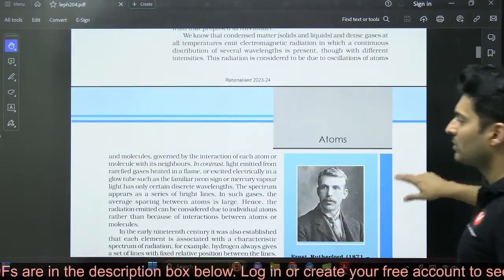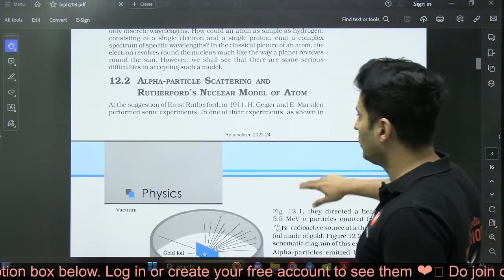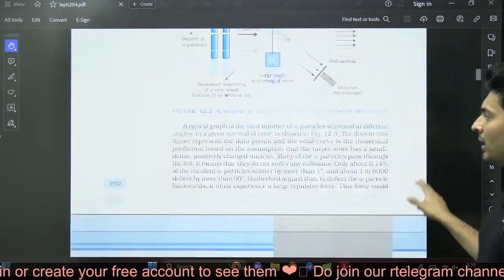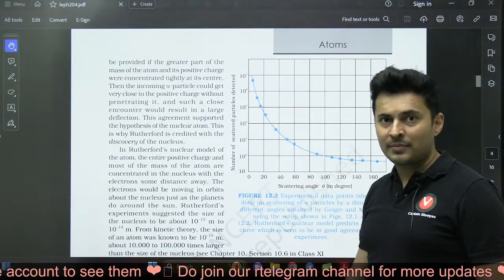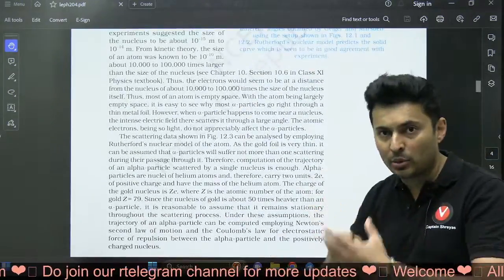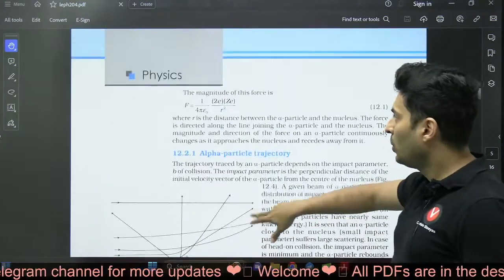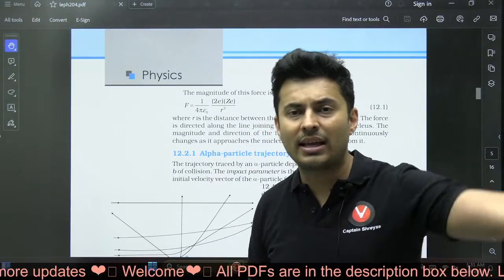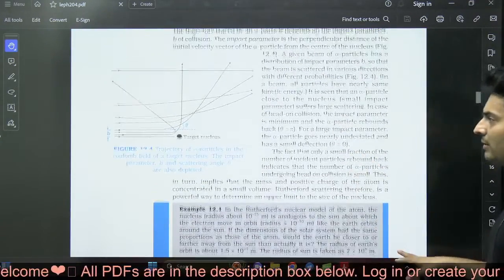Quickly, in atoms, what are the different formulas that you have? First of all, you should know all the theories: Rutherford's theory, the gold foil scattering experiment, okay, and also the scattering angle versus the number of particles scattered, the least distance of approach. These concepts may come. How the electric force provides the necessary centripetal force for the electron to revolve in circular orbits, and that is used for derivation.